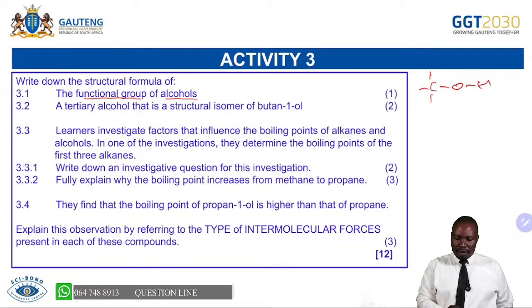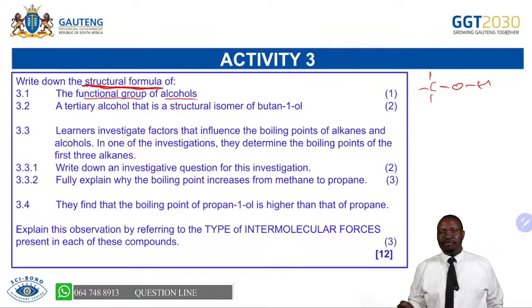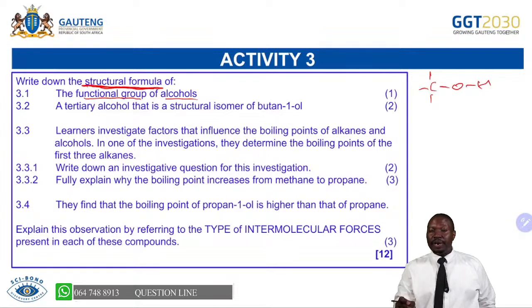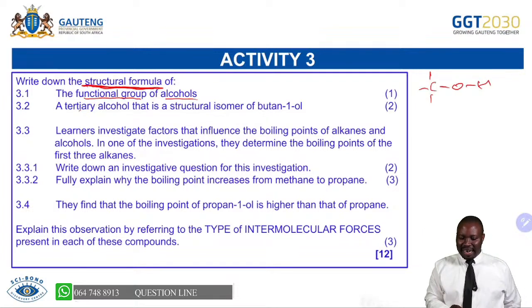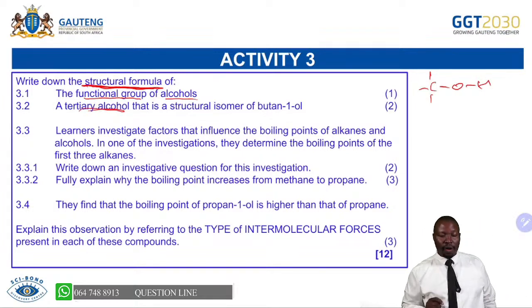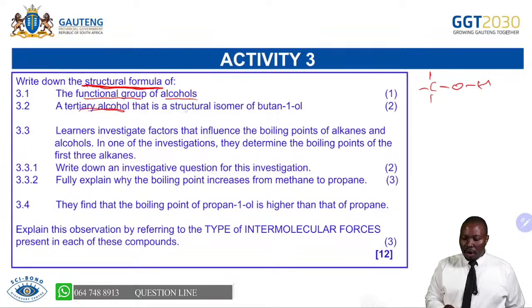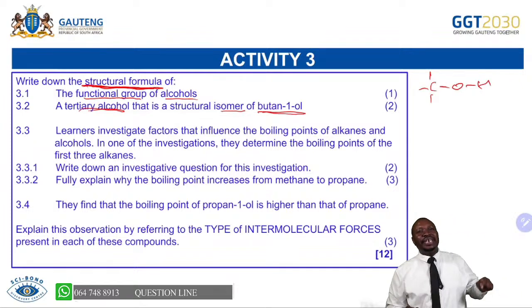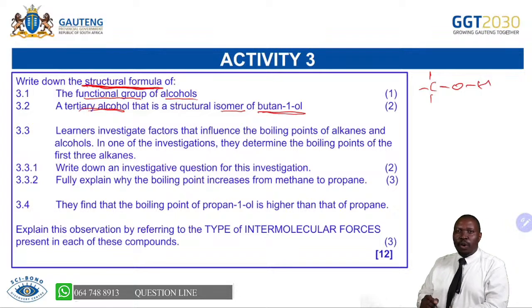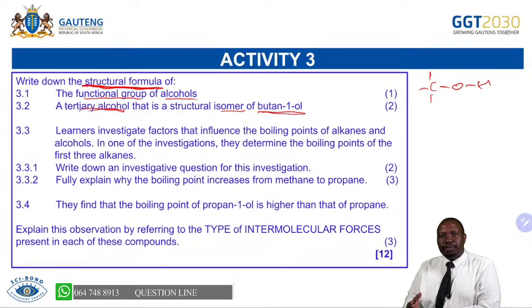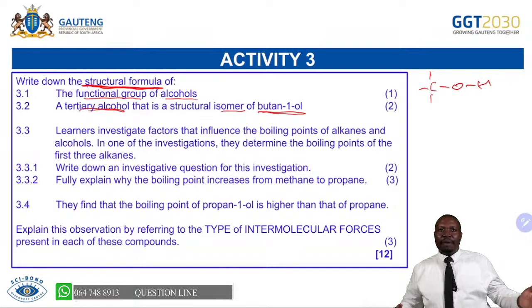Next, for a tertiary alcohol, write the structural formula. Don't forget, always underline that you are writing the structural formula, because if you don't write the structural formula, you will be wrong, because the question said write structural formula. That's why it's important that you must understand the formulas. Now, the structural formula of a tertiary alcohol that is a structural isomer of butan-1-ol. They are not saying draw butan-1-ol. They are saying draw its tertiary alcohol. Remember, in butan-1-ol, the carbon that is bonded to the hydroxyl group is bonded to one other carbon, so it's a primary alcohol.